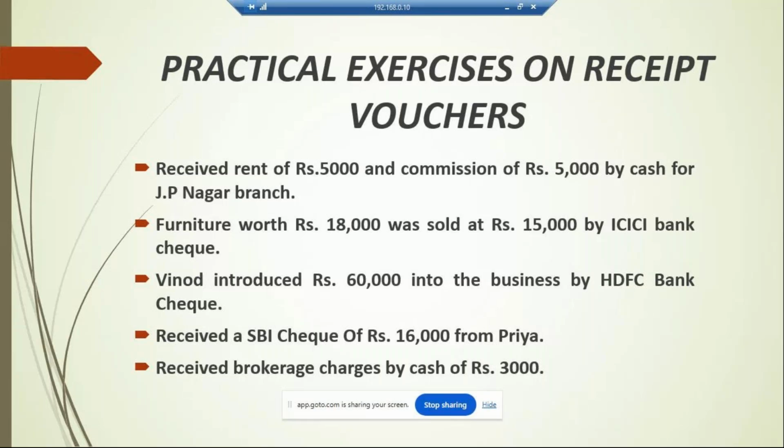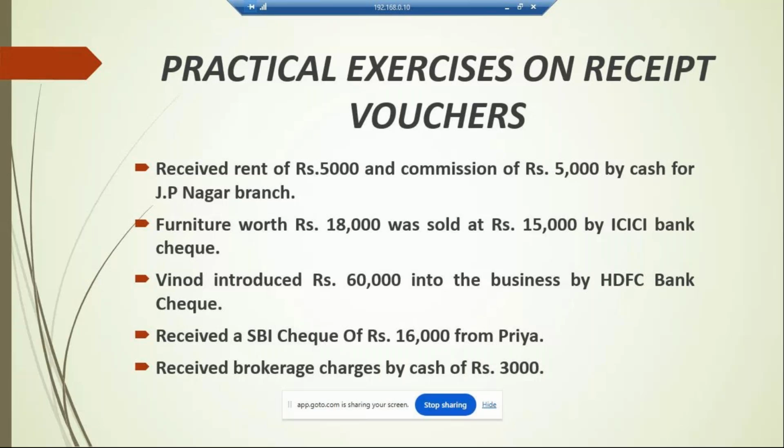Second one, furniture worth rupees 18,000 was sold at 15,000 by ICICI Bank. So we are receiving an ICICI check of rupees 15,000 and we are selling the furniture worth rupees 18,000. Nothing but we are allowing a discount worth rupees 3,000 to them.